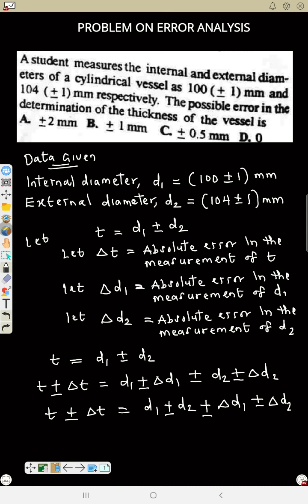So T plus or minus delta T, absolute error in the measurement of thickness, will be equals to D1 plus or minus D2, which in your question is T, then plus or minus absolute error in internal diameter plus or minus absolute error in measurement of the external diameter, that is D2.